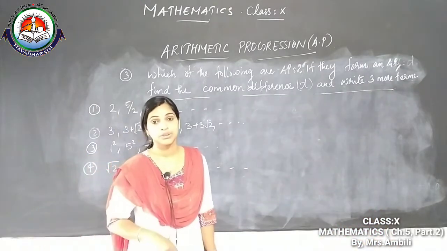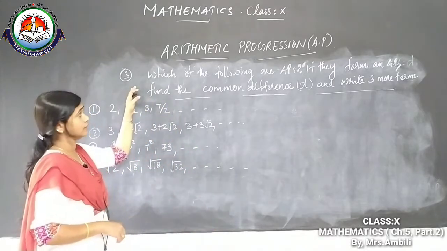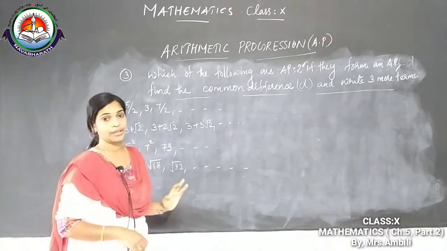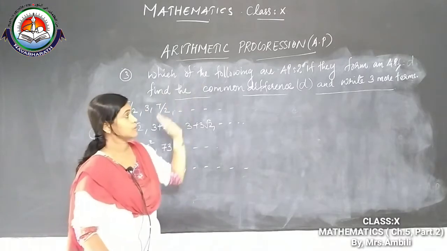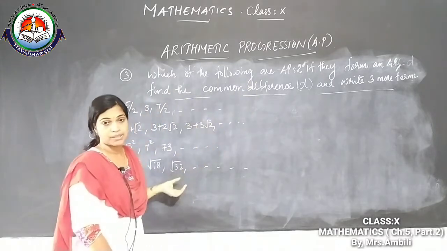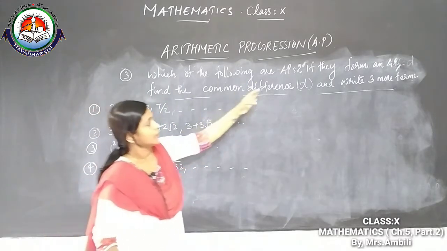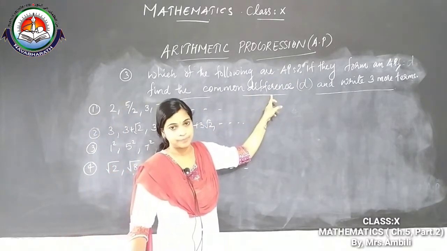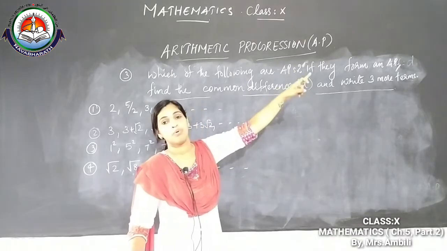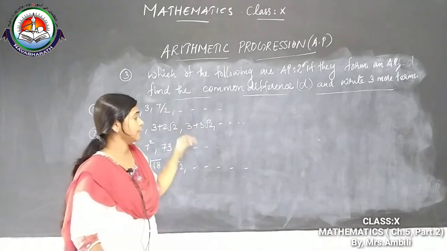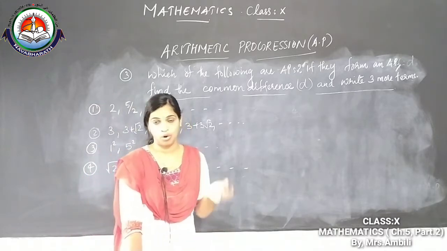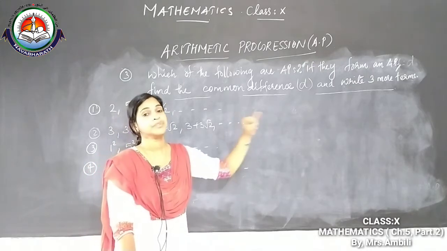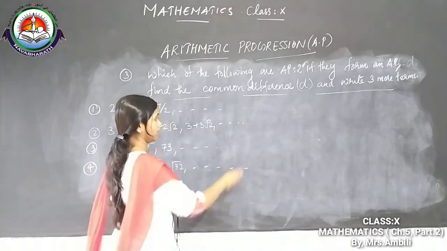Okay. The next, third question. Our third question is, which of the following are APs? 4 questions I wrote here. We need to find out which of the number series form an AP. If they form an AP, find the common difference D and write 3 more terms. Okay. So first we need to find out, is it an AP or not. If it is an AP, we need to find out the common difference and the next 3 terms. Okay. Let us start.